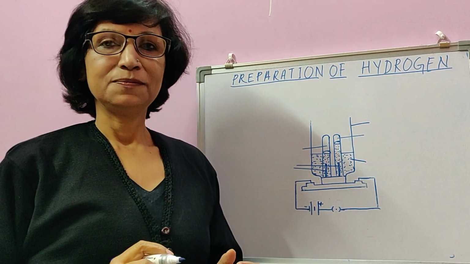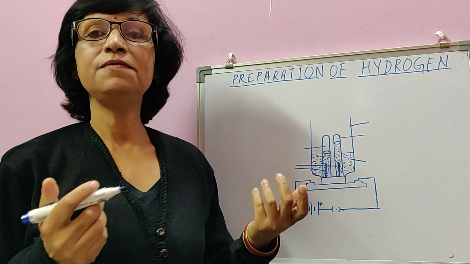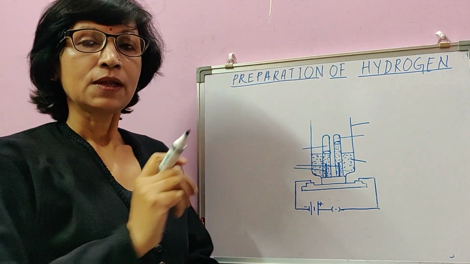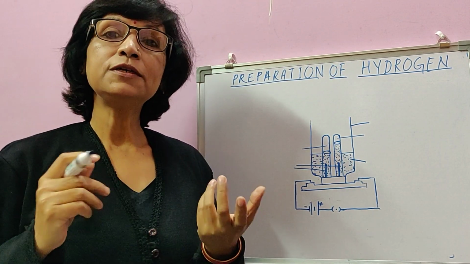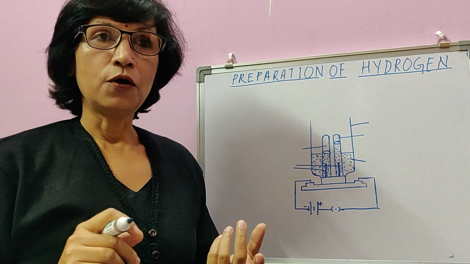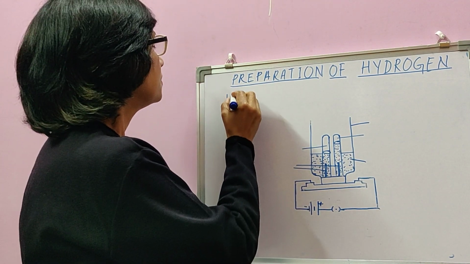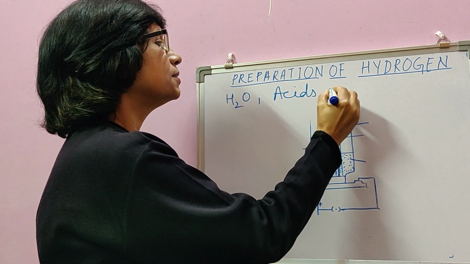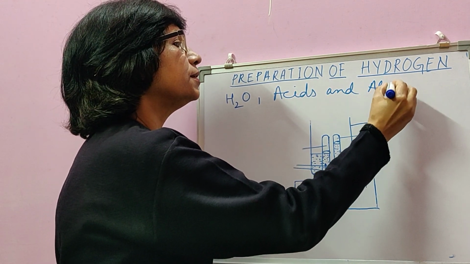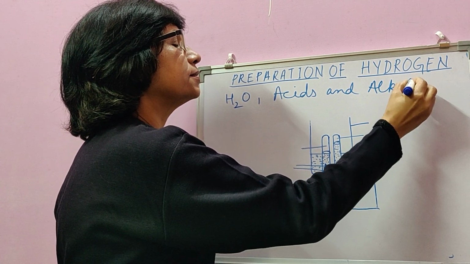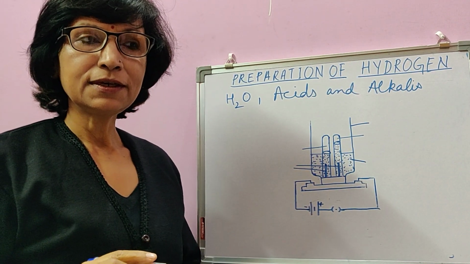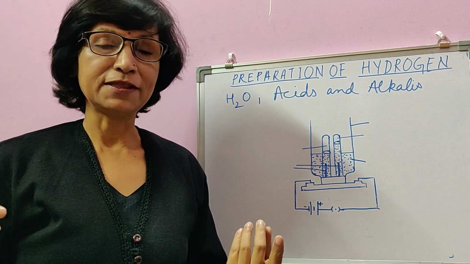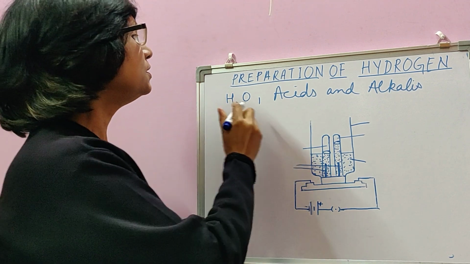Dear students, in this video we'll deal with methods of preparation of hydrogen. We already discussed that the principal sources of preparation of hydrogen are water, acids and alkalis. Organic compounds cannot be used as a source of preparation of hydrogen as the method is too complicated. So these three are the compounds.